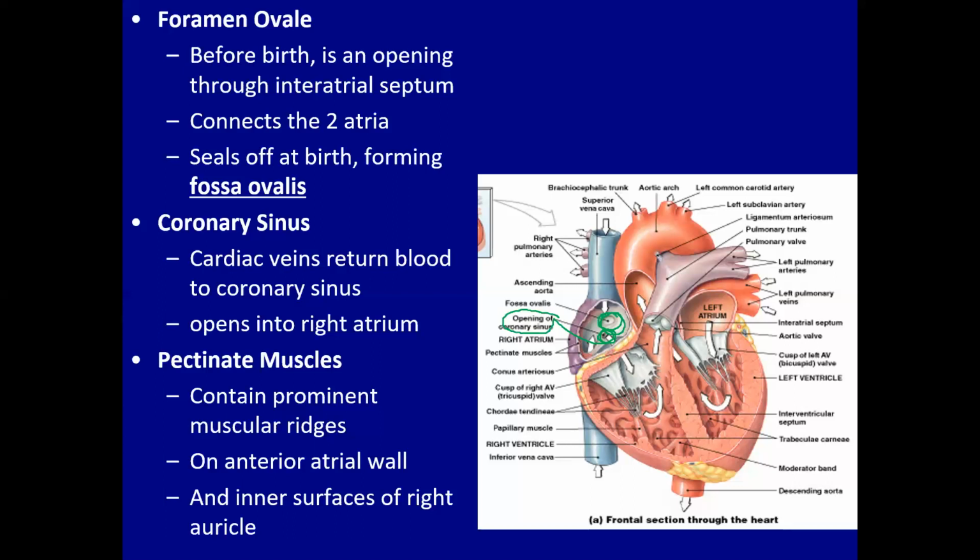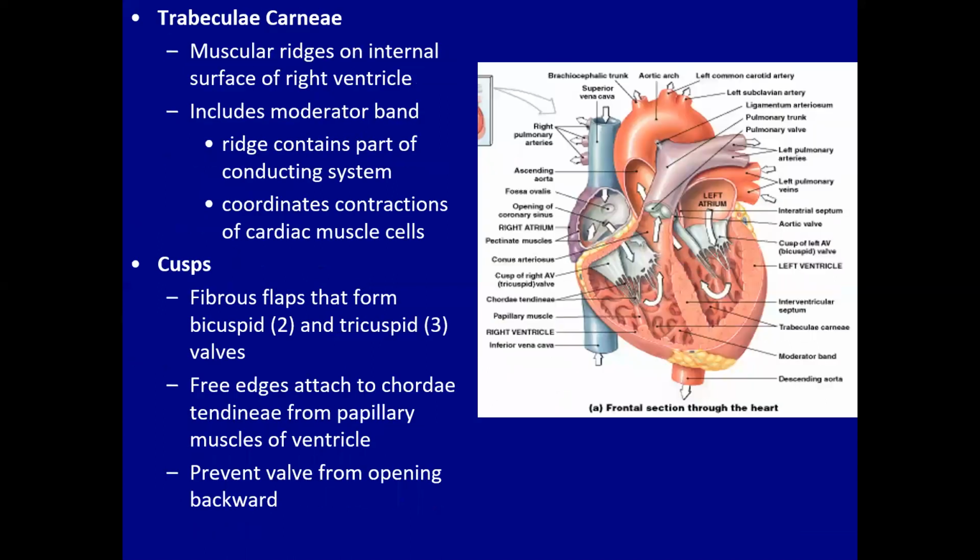All right. Something else I would like for you to see is called the pectinate muscles, right? Pectinate muscles, you can see them right here. They are on the outside atrial wall and also on the inner surface of the right auricle. In the right ventricle, there are structures that are called trabeculae carneae. And these are the muscular ridges on the inside of the right ventricle.